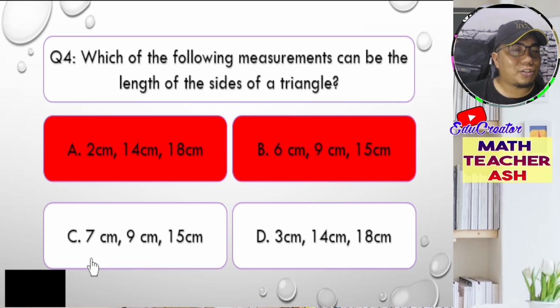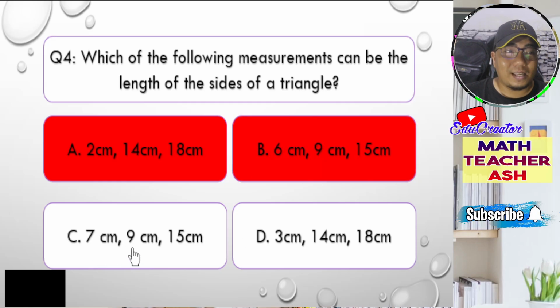We have here letter C, 7 plus 9, that is 16, and 16 is greater than 15, that may be correct. 9 plus 15, that is, of course, 24, and that is bigger than 7. How about 7 and 15? 7 plus 15 is 22, and 22 is bigger than 9. Therefore, this is a realistic measurement of a triangle. So letter C is our correct answer.